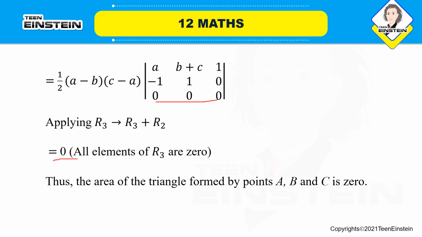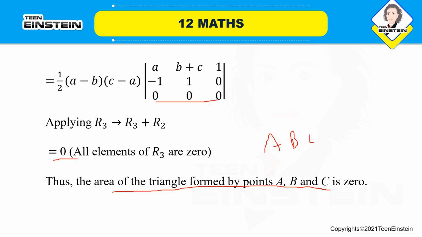So if you are getting 0, then what is our comment on this? Area of the triangle formed by 3 points A, B, C is 0. That means the 3 points A, B, C are collinear. So if you are able to prove that the area of the triangle is 0, then the 3 points A, B, C are lying on the same straight line, which means that the 3 points A, B, C are collinear points. So that is the thing we have proved here, okay, by using the elementary operations.